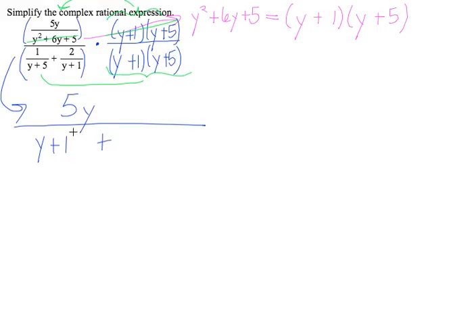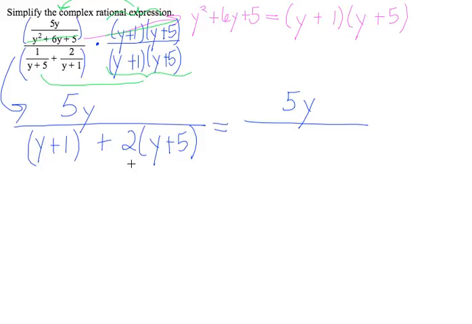and then we have plus, that's this plus, 2 over y plus 1 times y plus 1 times y plus 5, so the y plus 1's cancel, and I'm left with 2 times y plus 5. So that right there eliminated all of the little fractions. All we need to do is clean up the denominator and see if there's anything else to simplify.